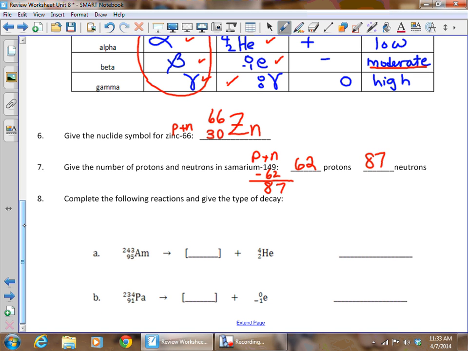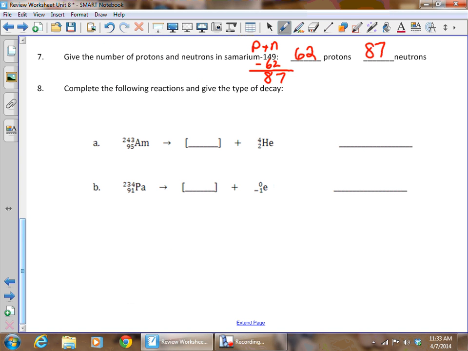As far as writing these radioactive decay reactions, remember you can put an equal sign here in the middle for the arrow. The top numbers have to add up. So if this is 243 and this is just a 4, then I need to have a 239 on top for this blank, so that 239 plus 4 gives us the 243. On the bottom, this is going to need to be 93, since 93 plus 2 is going to give me the 95 on the other side.